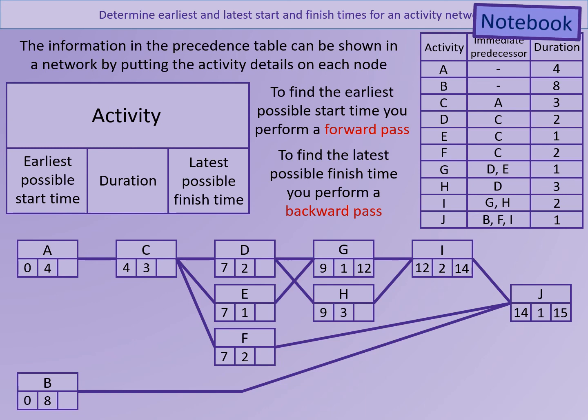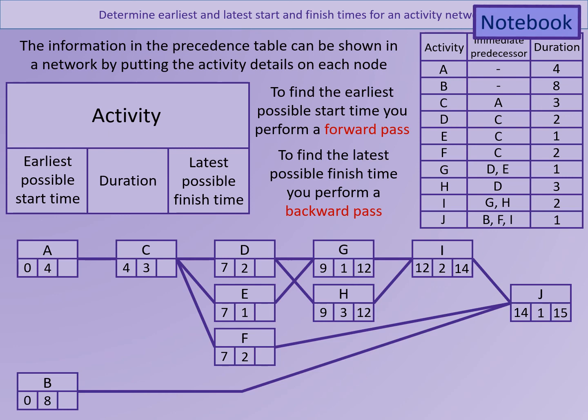Then going to look at G. So G is 12 because the immediate successor of G is I. 14 take away 2 is 12. Similarly, H only has one activity succeeding it, which is I. If we do 14 take away 2 from I, we also get 12 as our latest finish time for H.